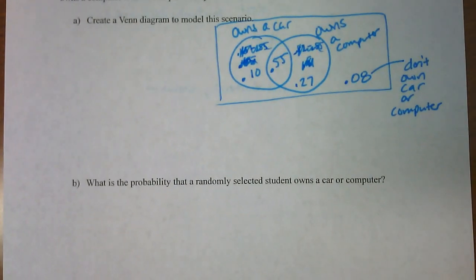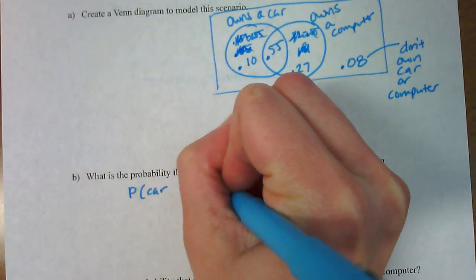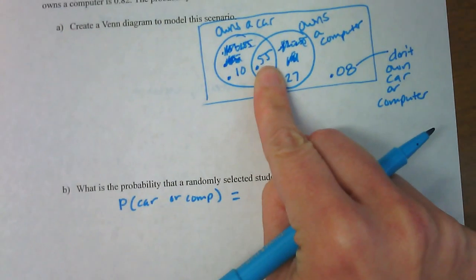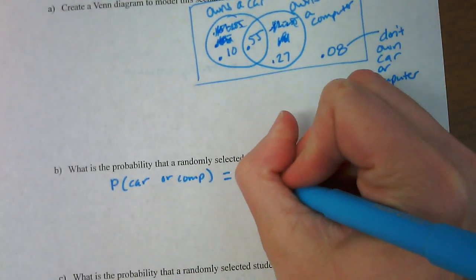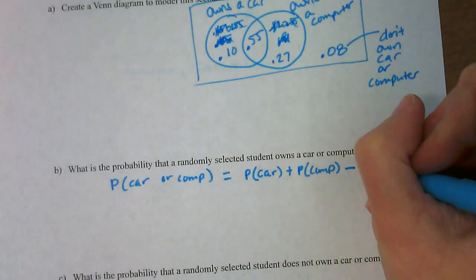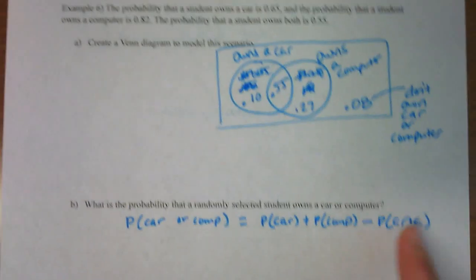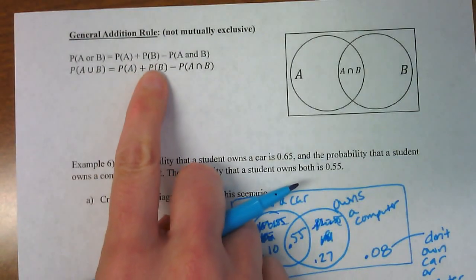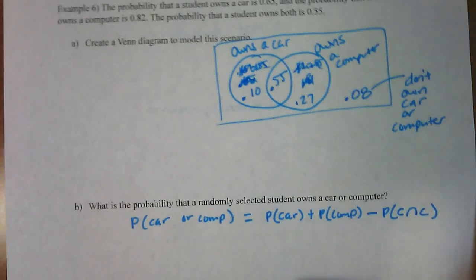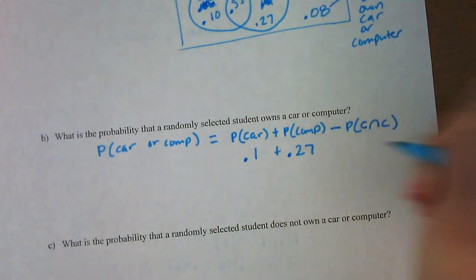Okay, so now it says, what is the probability that a randomly selected student owns a car or a computer? So when I'm saying car or computer, since they have an overlap, I have to use my new formula. The car plus the computer minus the car overlapping the computer. Right, so that's this formula. Car plus the computer minus the overlap. So just the car was 0.1, just the computer was 0.27.